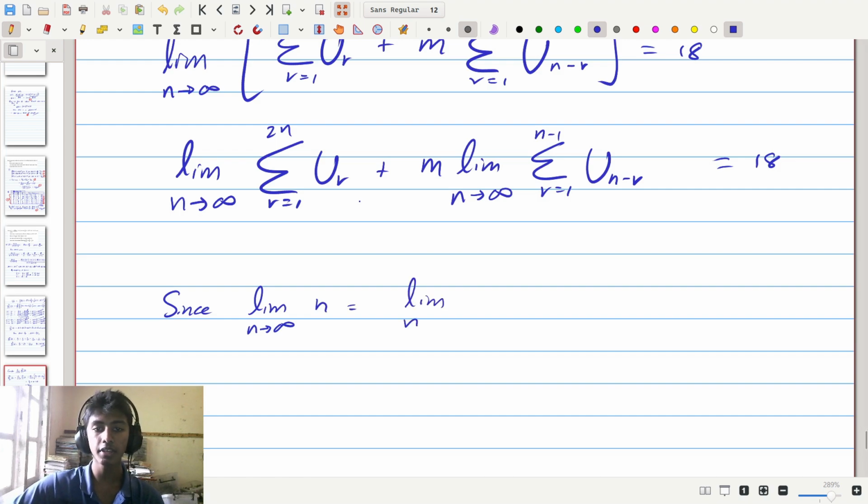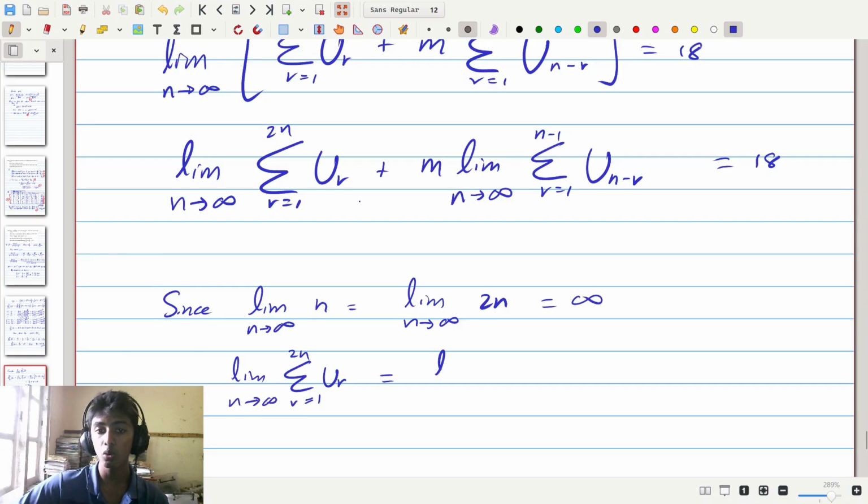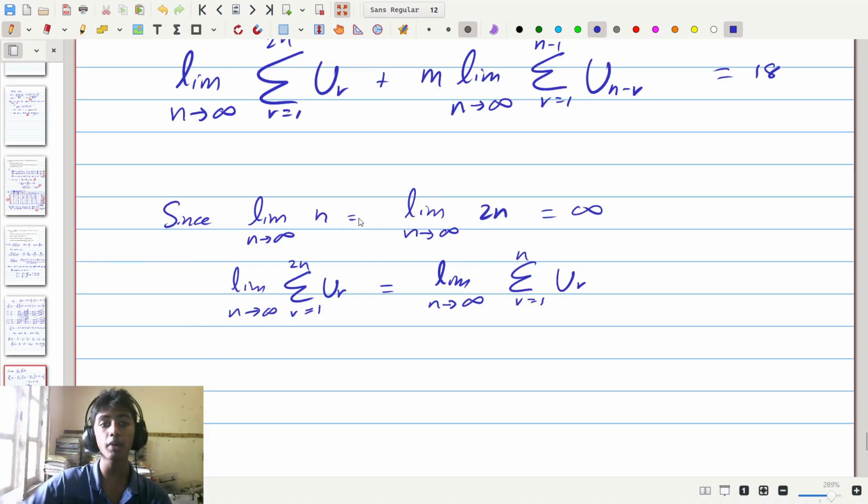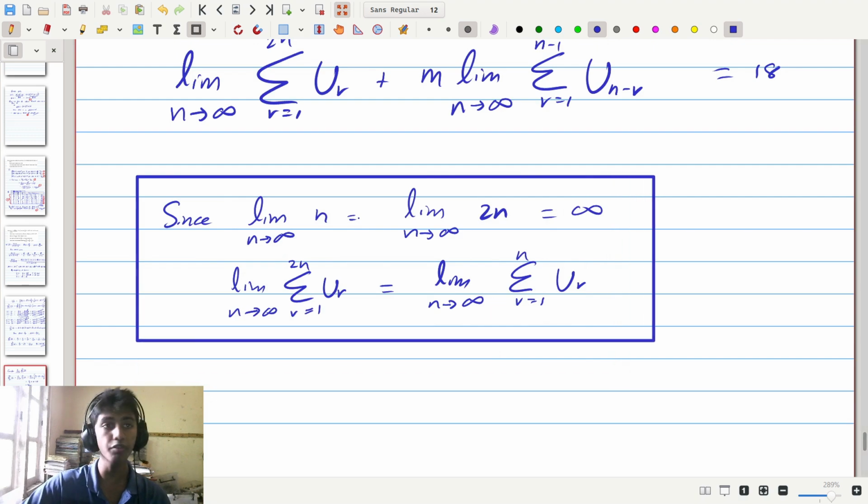the sum from r equals 1 up to 2n of u of r, as we take the limit as n approaches infinity, is equal to the limit as n approaches infinity of the sum from r equals 1 up to n of u of r. They're the same thing. It doesn't matter if you sum up to 2n or n. When you take the limit as n approaches infinity, you're just adding an infinite number of terms. So due to that, these are the same thing.